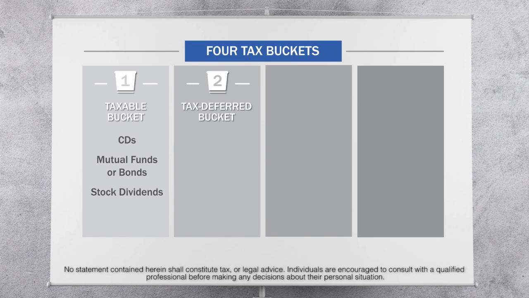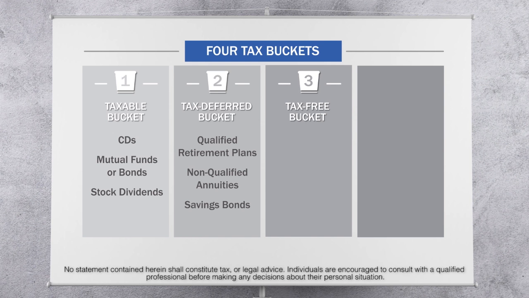The second bucket is your tax-deferred bucket. Generally speaking, there are 3 primary vehicles that fall in this tax-deferred bucket. Qualified retirement plans, that's your 401ks, 403bs, 457s, or your IRAs. Non-qualified annuities also fall in this bucket, as well as savings bonds. Those are all tax-deferred, so those are in that bucket.